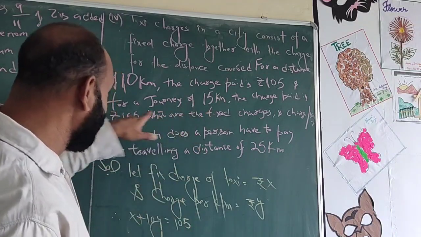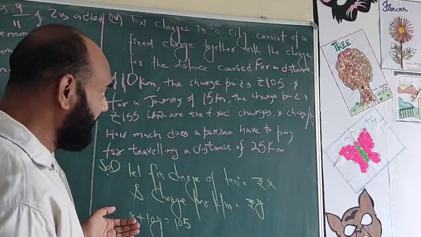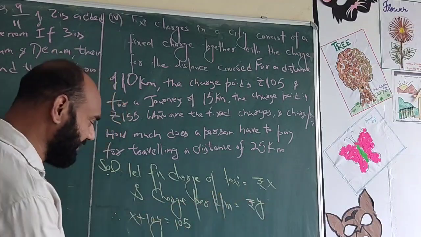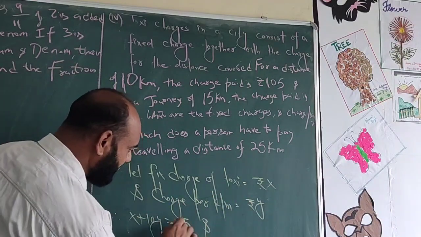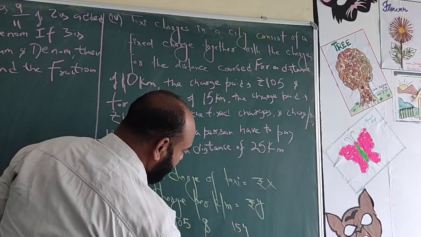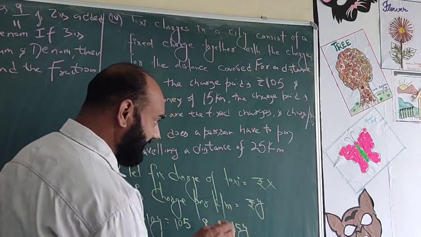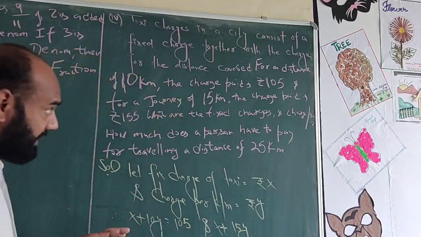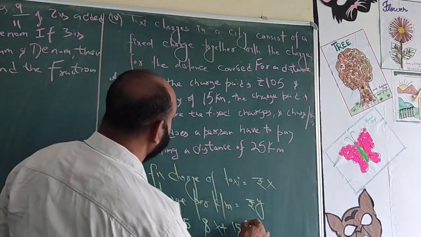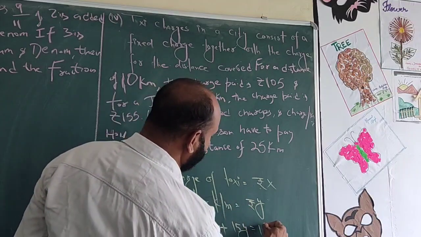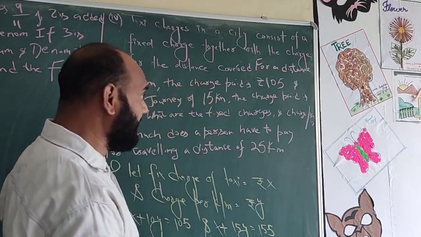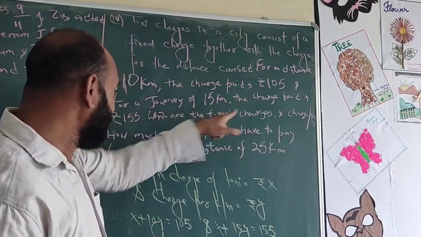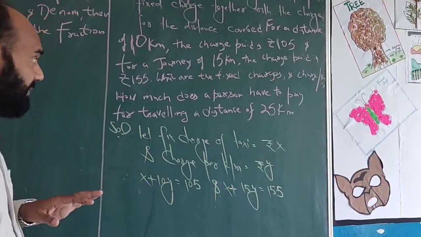And the next condition is for a journey of 15 km. We know the charge per kilometer is rupees y, then the charge for 15 km is 15y, and in the charge the fixed charge of taxi is included. Therefore, x plus 15y is equal to 155. It is clear from the statement, where for a journey of 15 km, the charge paid is rupees 155.